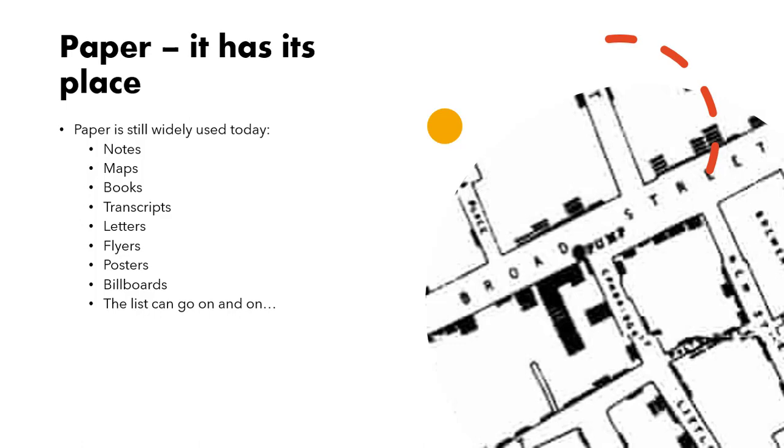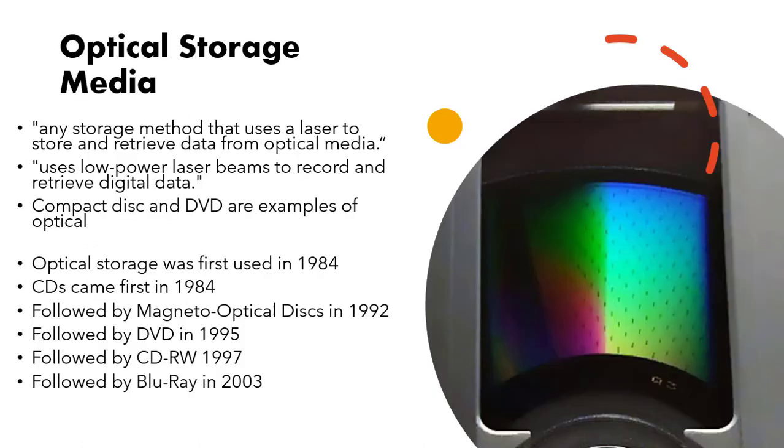Optical storage media then is any storage method that uses a laser to store and retrieve data from optical media. It uses low power laser beams to record and retrieve digital data.